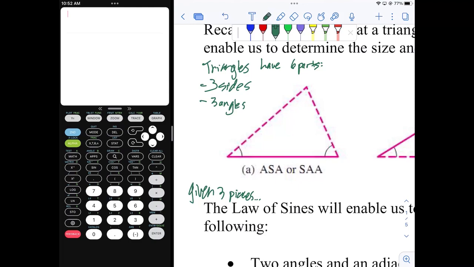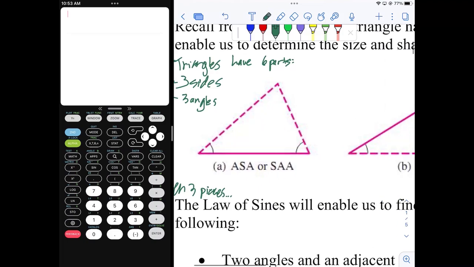So what types of information could we be given? We could be given what we call angle, side, angle. The A is for angle, and S is for side. This picture demonstrates angle, side, angle. You have this angle, then the included side, and then the other angle. It could be switched around. You could have side, angle, angle, which would be this side, and then this angle and this angle. Either way, you have 2 angles and 1 side. This is what we're going to focus on today.